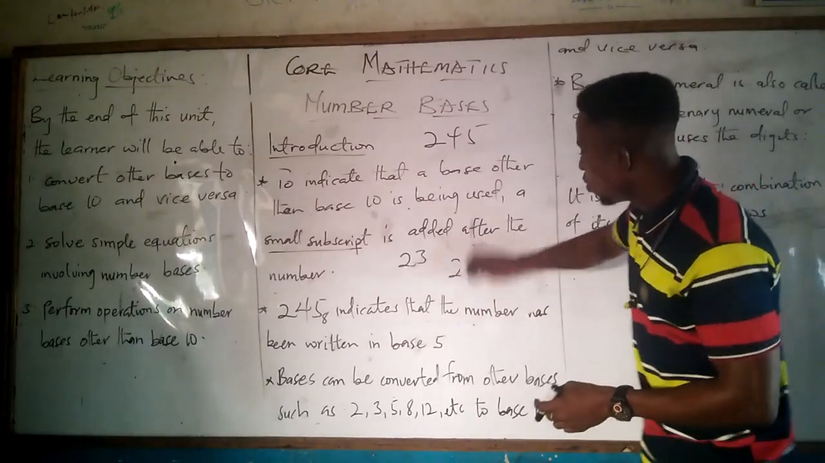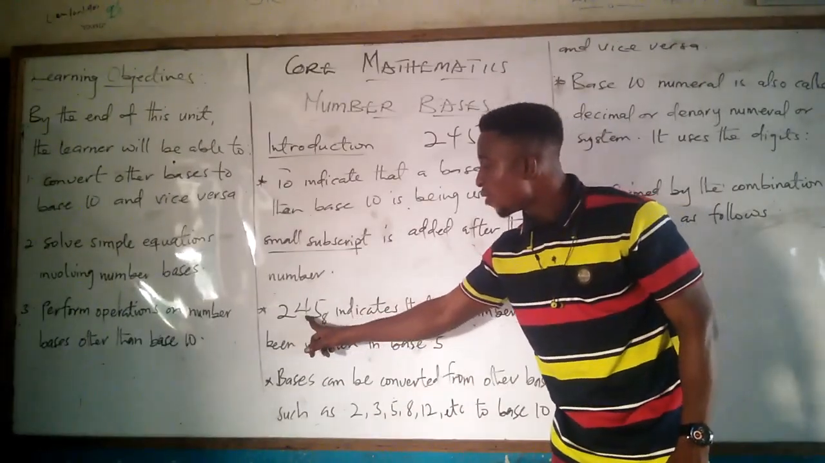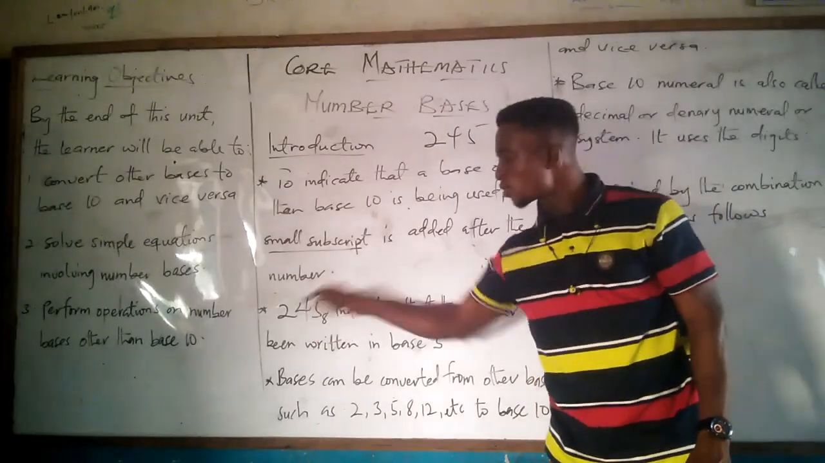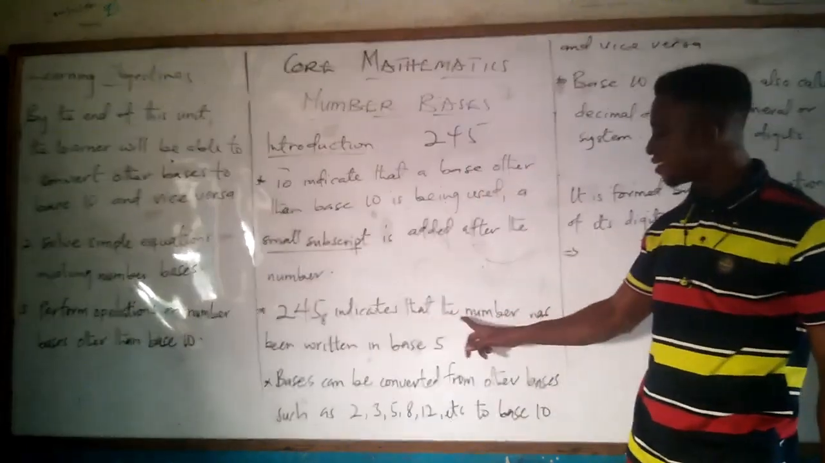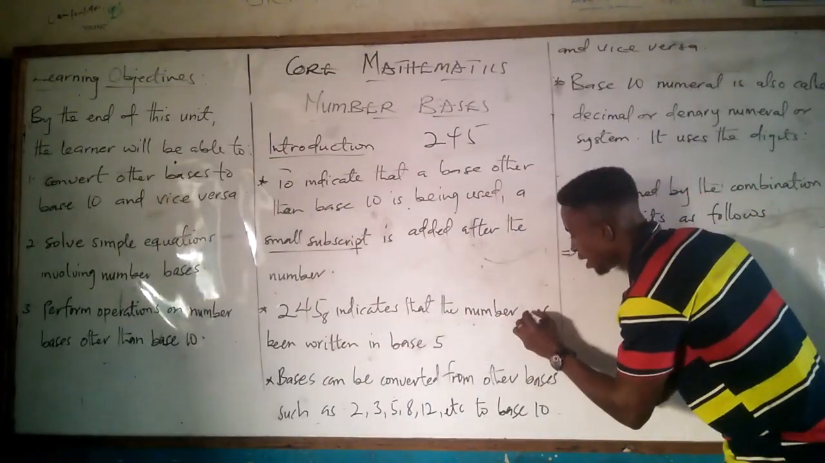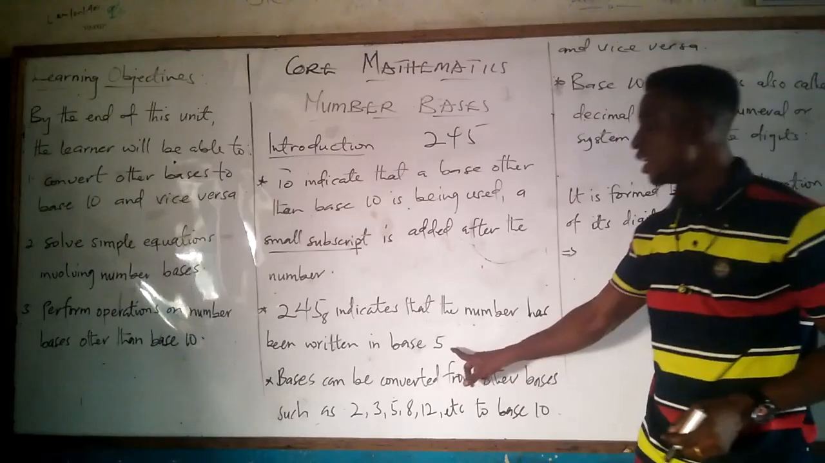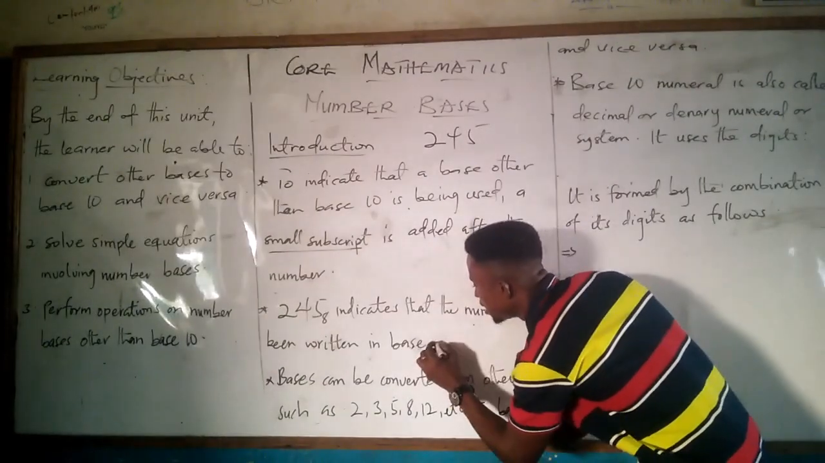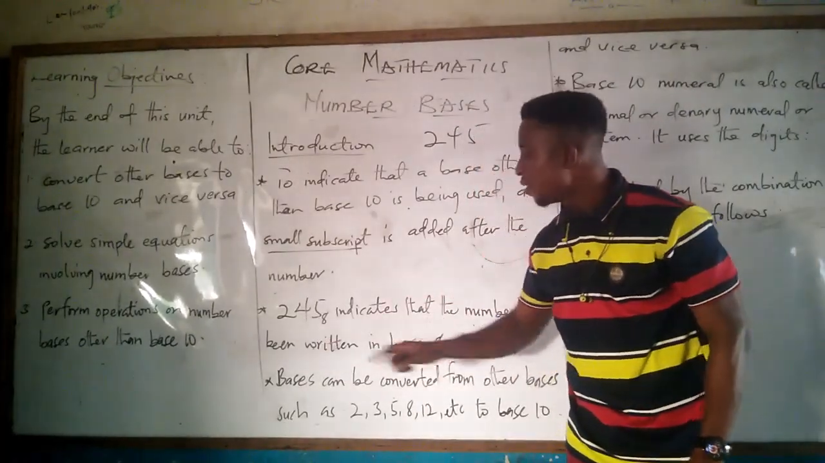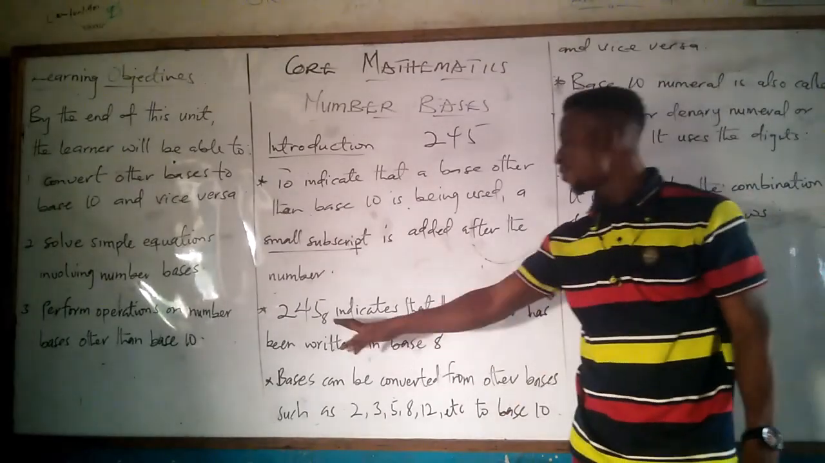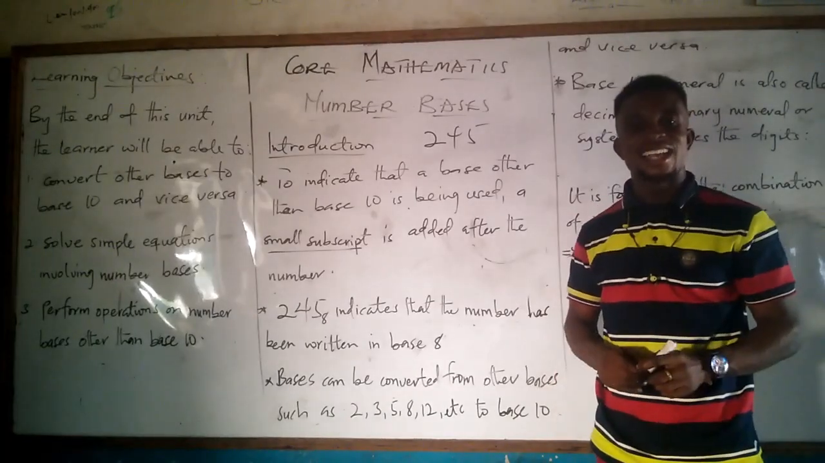Okay. So let's proceed. As you have this 245, you can't say that because it is not in base 10. So this one is 2, 4, 5 base 8. It indicates that the number has been written in base 8. I've changed that. Let me write here 8. So 2, 4, 5, base 8 indicates that the number has been written in base 8 because of this subscript. Please, do we get that?